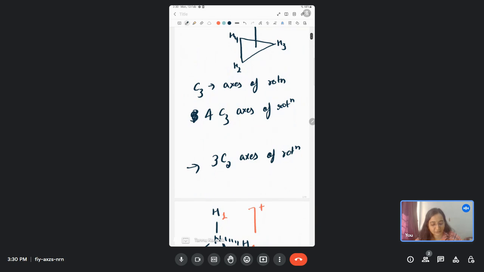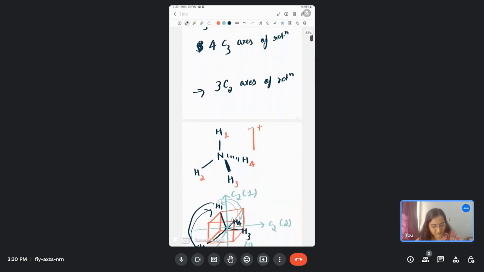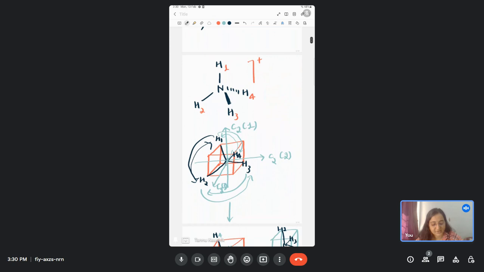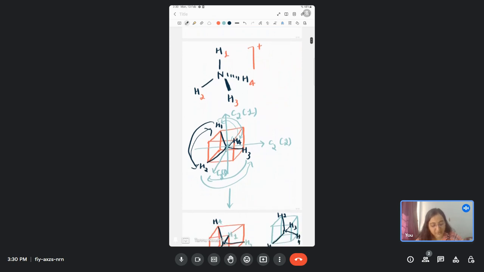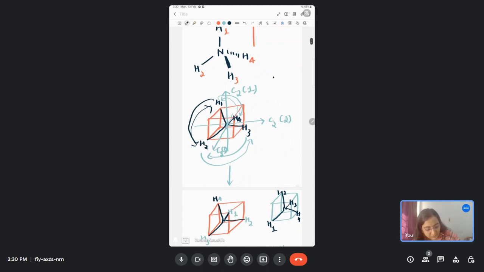Similarly, these protons are at equal angles with respect to each other, so with respect to each proton we get a C3 axis of rotation. So we will have 4 C3 axes of rotation in this molecule, and then we have C2 axes of rotation also present, and for it we represented this ammonium cation in a cube to find the C2 axes of rotation, which was done as follows.